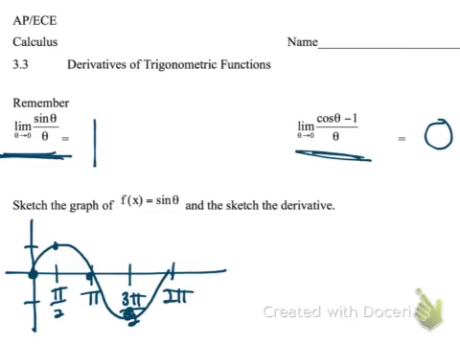Now, let's look at the derivative of sine. Hopefully you're already saying you know the derivative of sine is cosine. Remember, we did this graphically. I'm not going to do the formal proof, but we looked at the graph of sine. So here's the graph of sine in blue.